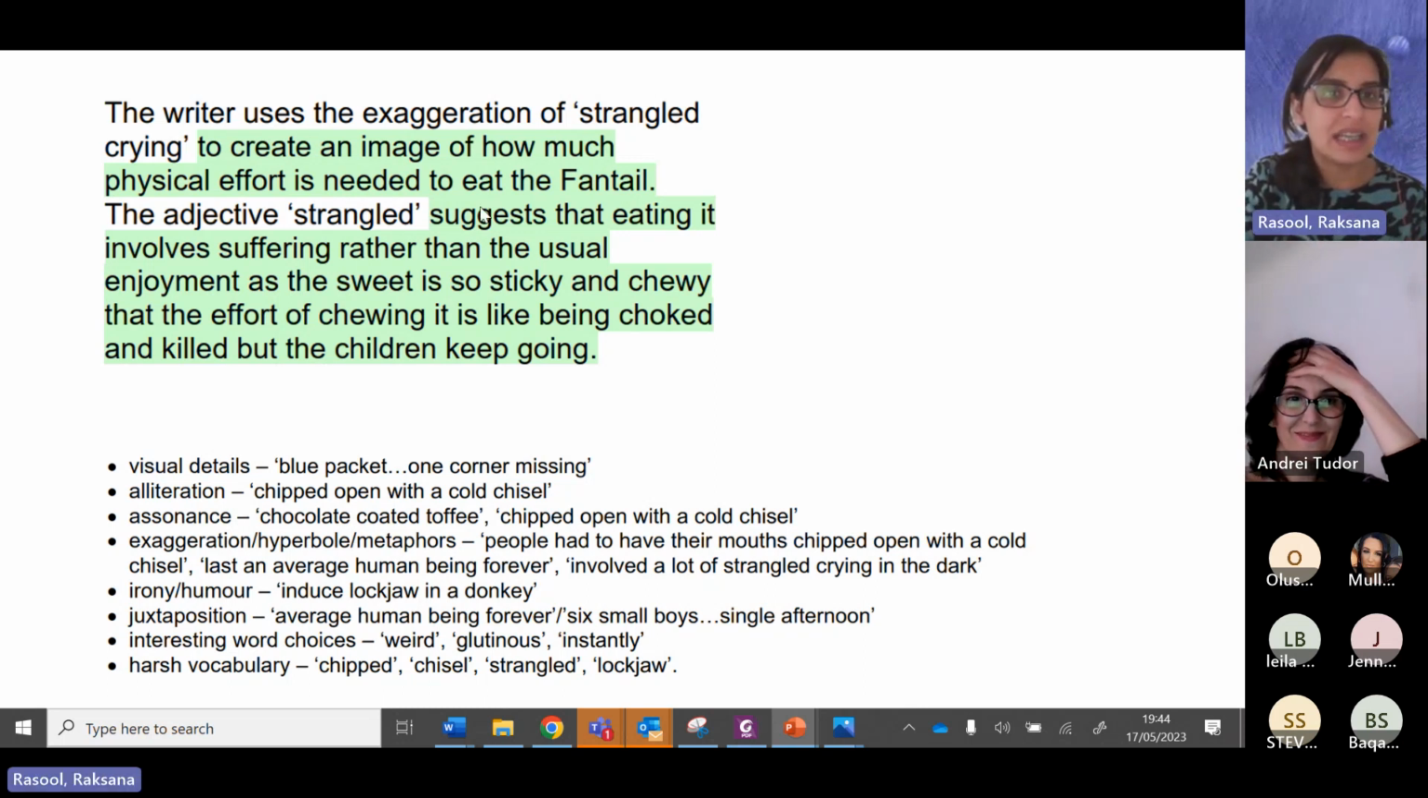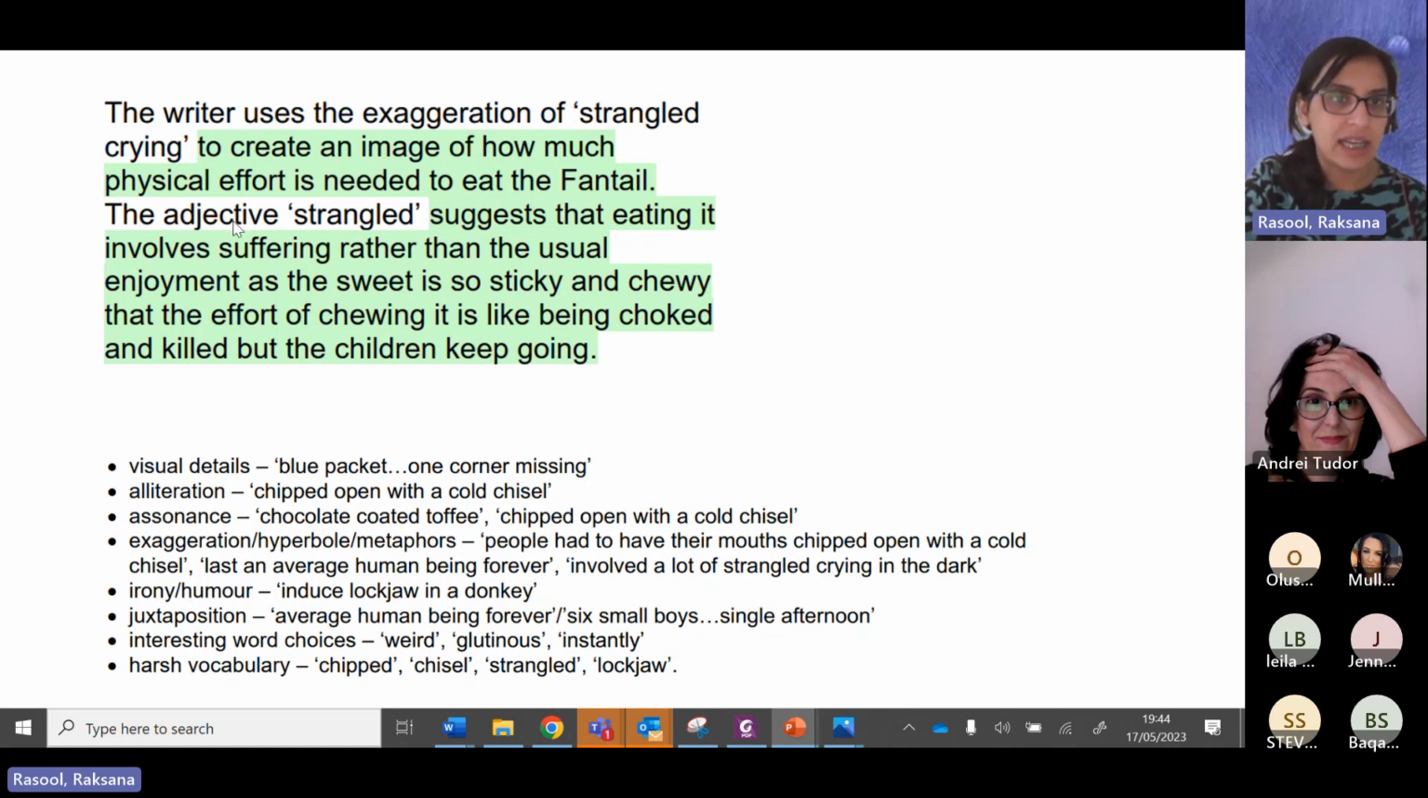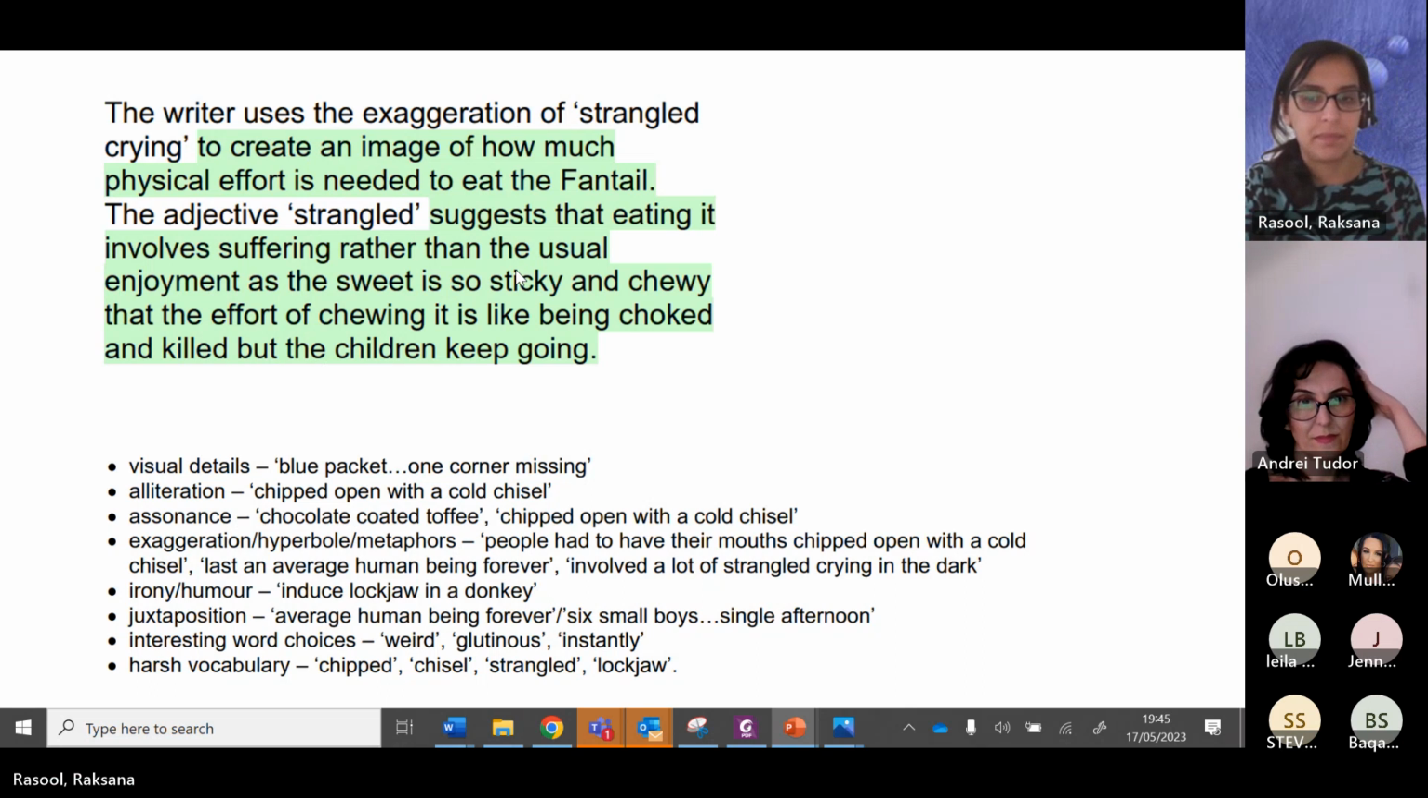So can you see the explanation there in the green? The technique is just mentioned there, adjective and strangled, and the quote, but actually the rest of the entire paragraph is an explanation of the image it creates and what it suggests. Are we okay with that?